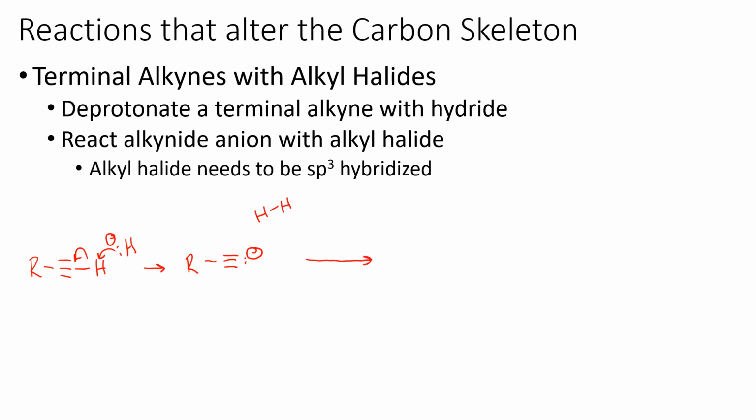From here, we can introduce that alkyl halide. Again, please remember it does need to be sp3 hybridized so that we can do our SN2 mechanism that we have been looking at in our previous chapters. And again, this will now lead us to an internal alkyne, and we would have our halide.